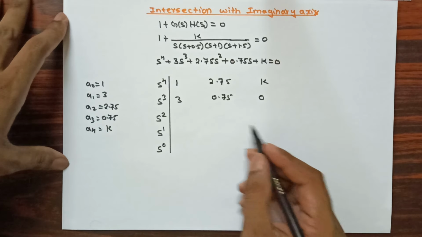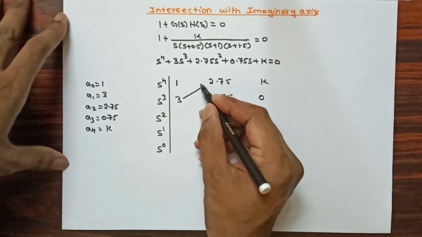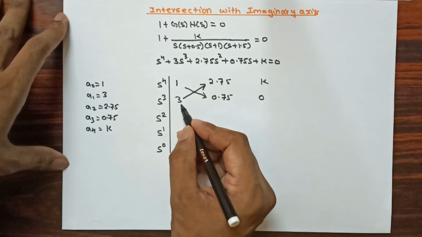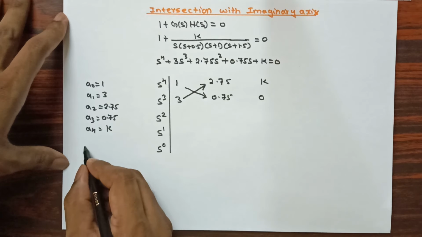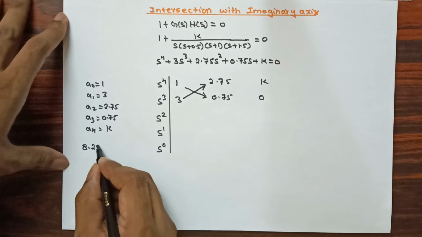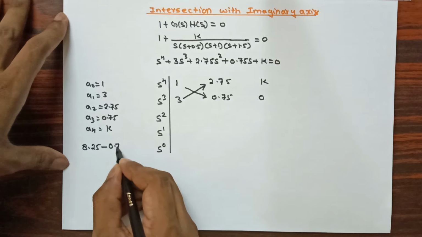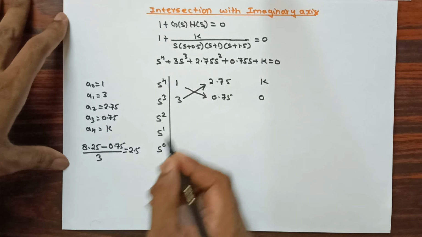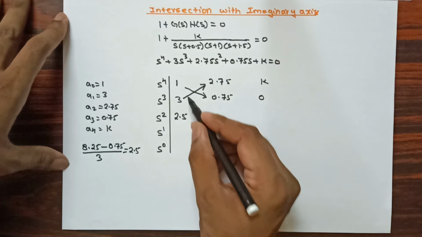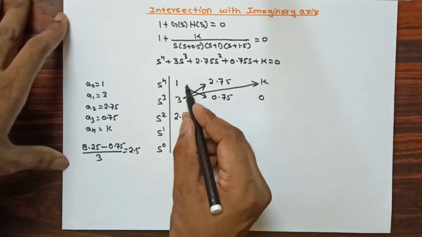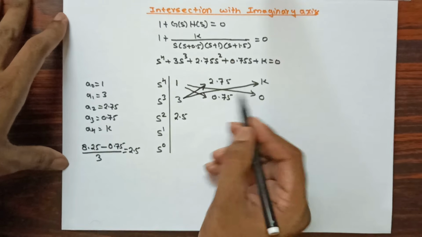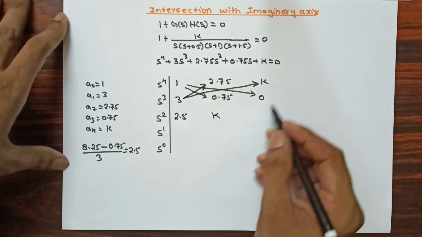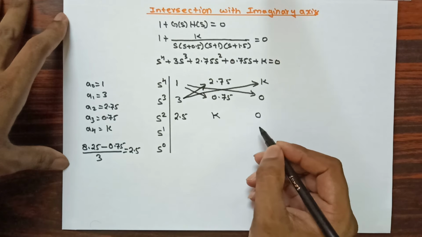Now to get the third row, I'm going to multiply 3 into 2.75 minus 1 into 0.75 divided by 3. So 3 into 2.75, I'm getting here 8.25 minus 1 into 0.75 divided by 3, I'm getting 2.5. That I am going to substitute here, 2.5. Next 3 into k minus 1 into 0 divided by 3, we are getting here k. So now next I am not having any coefficient, therefore this value will be 0.